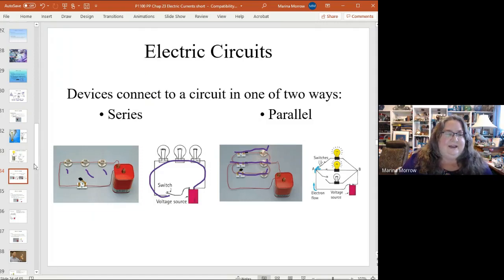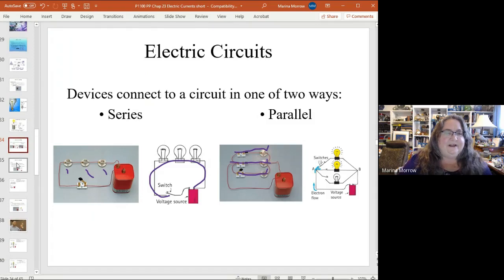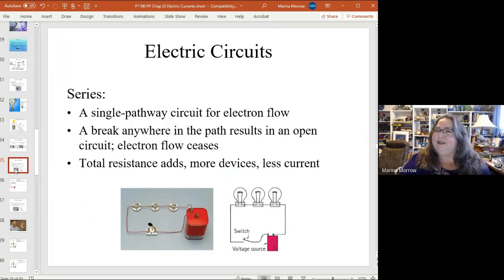Okay, so let's go look at each one of these. So let's look at series circuits first. Those are the easiest. Series circuits have just a single pathway for electron flow. If you make a break anywhere in the path, then you have an open circuit. So here's a switch here, and you can see that it's pulled upwards, and all the light bulbs are off because no current can flow when that switch is open. If a switch is closed, that's good, and that allows electricity to flow.